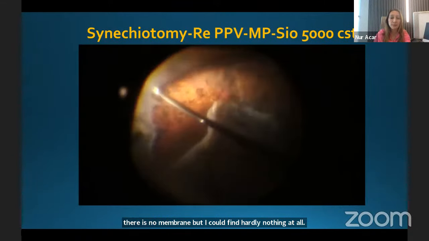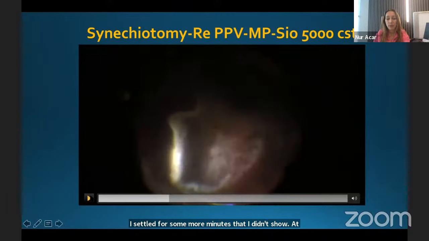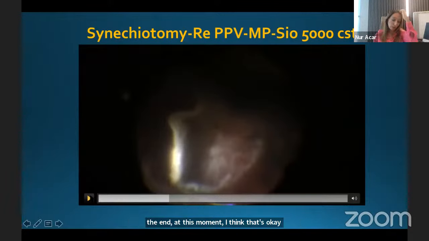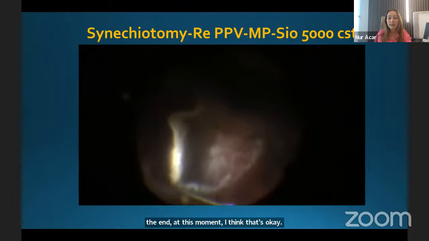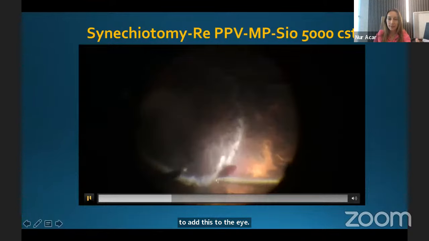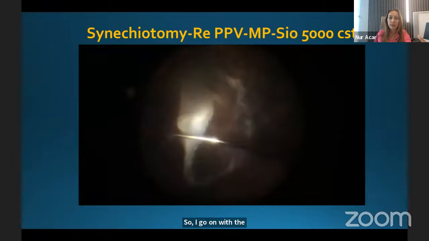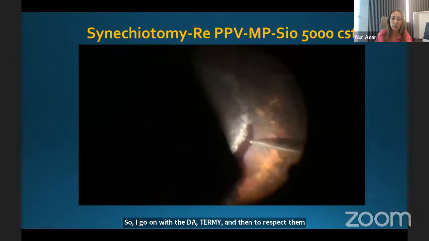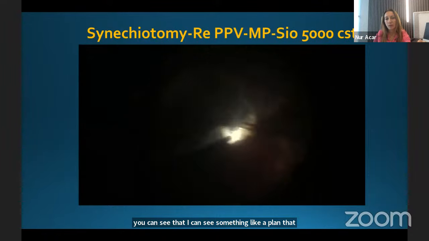At the end, at this moment, I think, okay, anyways, I can do a 360 retinectomy to at least reattach the eye. So I go on with the diathermy and then the retinectomy. But I'm going very slowly, checking at the back of the retina if there's any subretinal membrane, and only then, here, as you can see, I can see something like a plane that maybe there's a preretinal membranous thing on top of the retina.